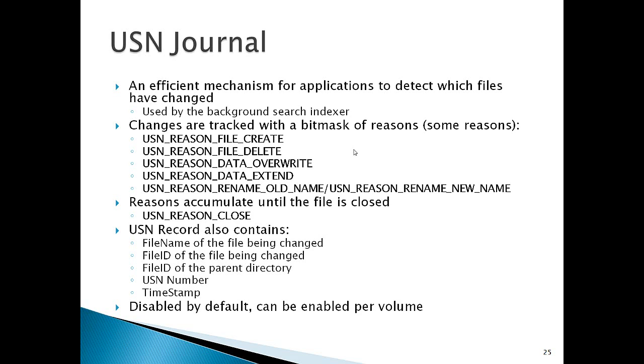The USN record also contains the file name being changed, file ID of the file being changed, file ID of the parent directory, USN number, and timestamp. All of these are going to be part of the USN journal. It's disabled by default but can be enabled per volume. Now that's just in Windows 2000.